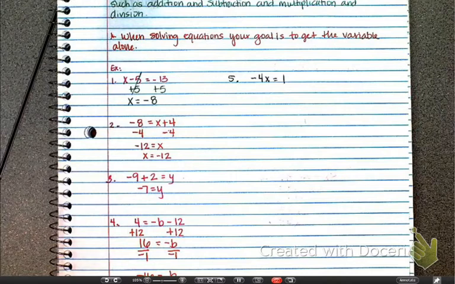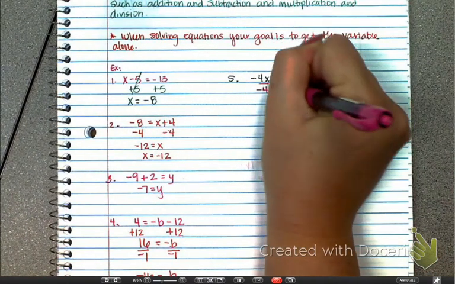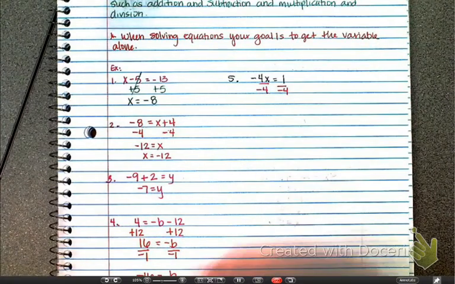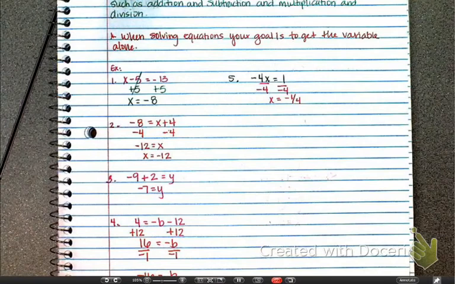Divide by negative 4. So we said we're dividing by negative 4. Now you need to leave your answer as a fraction, so your final answer is going to be x equals negative 1/4. We pretty much are not going to change anything to decimals in IM2 that I can think of off the top of my head. Everything's going to be a whole number or we're going to keep it as a fraction. Okay? I actually like fractions better.